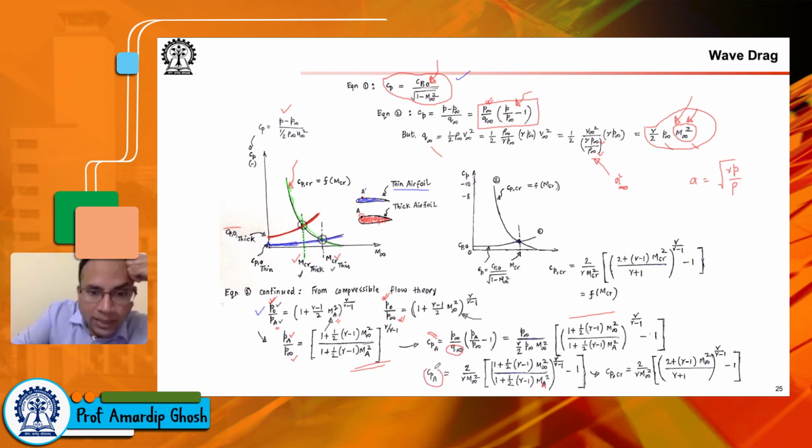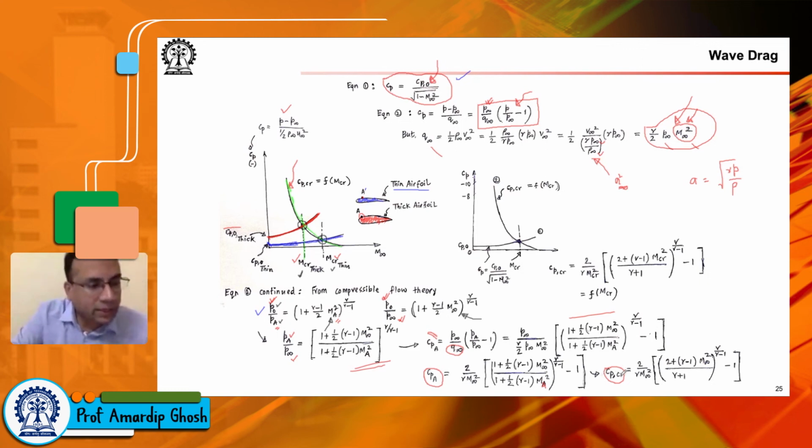So then I can say Cp critical. We don't have to say Cp critical at A because that point A is a unique point. It is the point on the airfoil where flow becomes sonic for the first time. Okay, so when we say Cp critical, the assumption of that unique point is there. So we don't write Cp A critical.